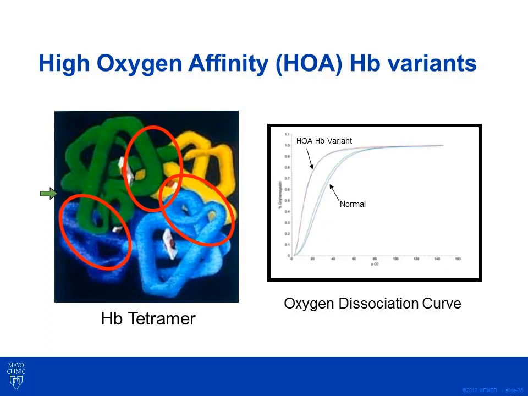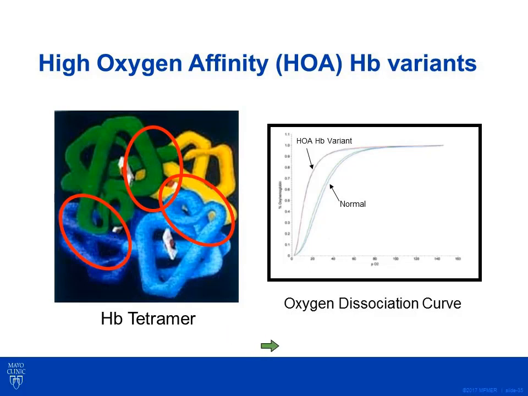Here is a diagram off to the left of the hemoglobin tetramer. Remember, 2 alphas, 2 betas, a total of 4 subunits, and I've circled here these areas where the hemoglobin molecules touch. The conformation of this hemoglobin molecule does change along those interfaces, making it easier to acquire oxygen as the molecule starts to become oxygenated.